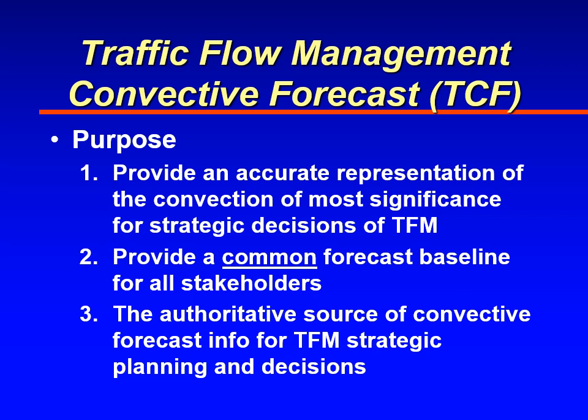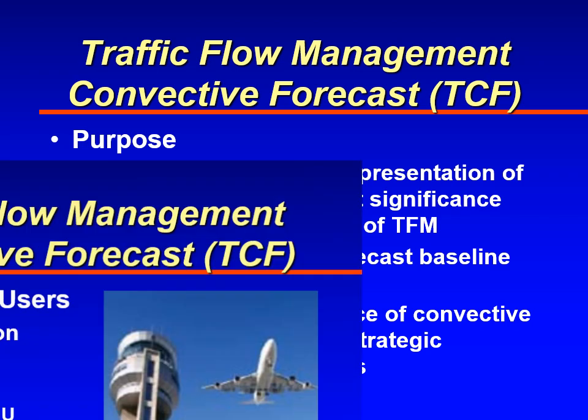It provides an accurate representation of the convection of most significance for strategic decisions of the traffic management people. It provides a common forecast, everybody working together, the airlines, the FAA, the Center Weather Service units, and people like that, all looking at this and trying to figure out the best plan of action, the best game plan when thunderstorms occur over a region. And the TCF is the main source that they use for determining all these plans. It is the authoritative source for convective forecasts.